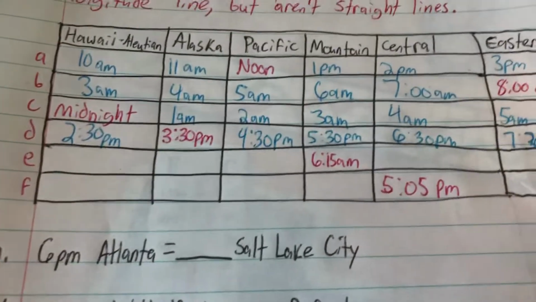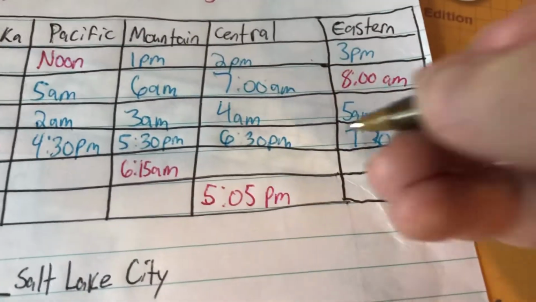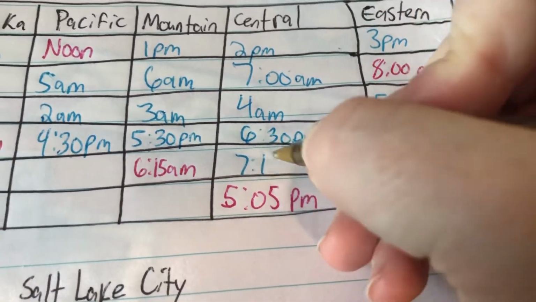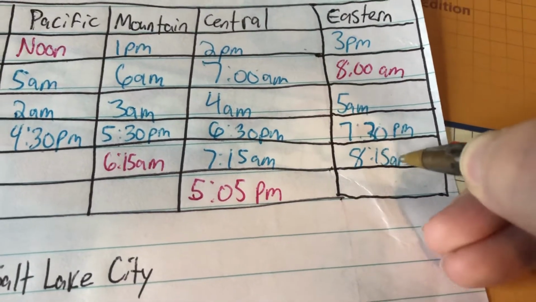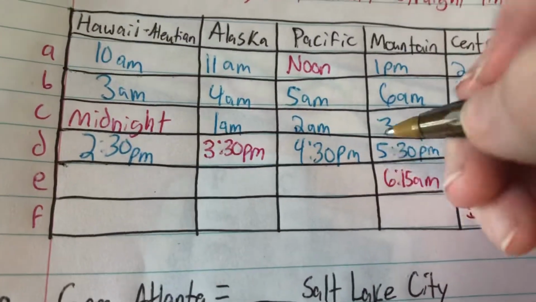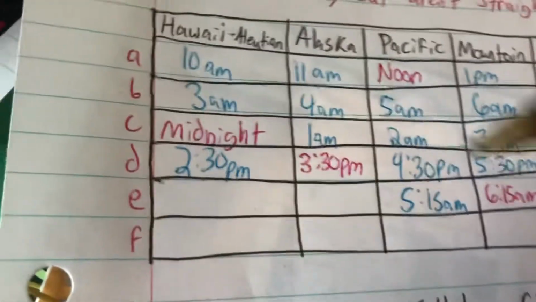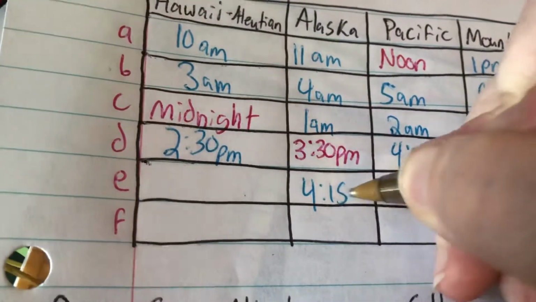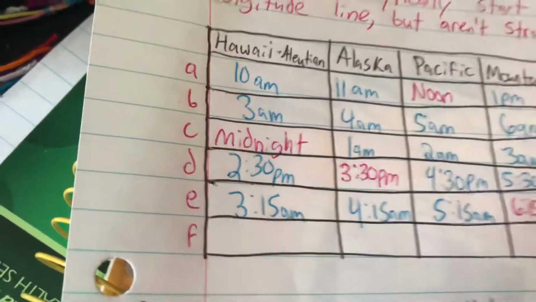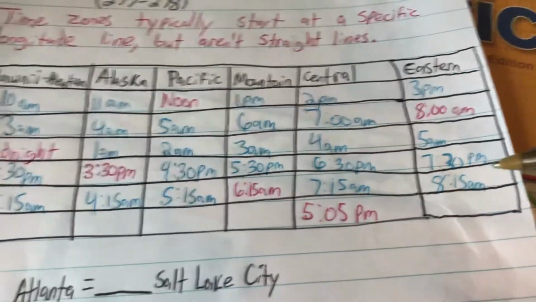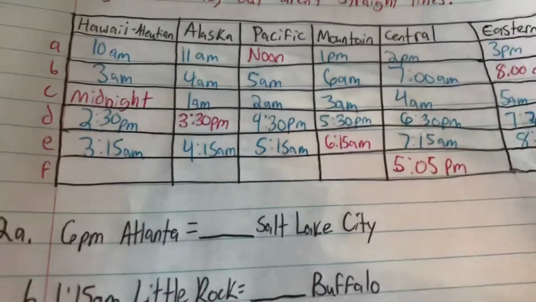Okay, on E, it gives us a Mountain time zone of 6:15 a.m. So, Central time, that would be 7:15 a.m. And Eastern time will be 8:15 a.m. Going to the west, the Pacific, it would be 5:15 a.m. Alaska would be 4:15 a.m. and Hawaii Aleutian would be 3:15 a.m. So if you're waking up in Eastern time zone at 8:15, don't call your friend in Hawaii at 3:15 a.m. That would not make them happy.